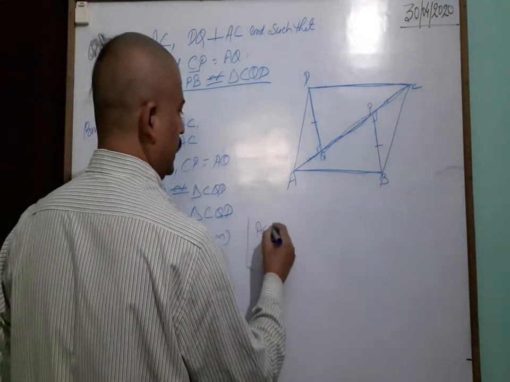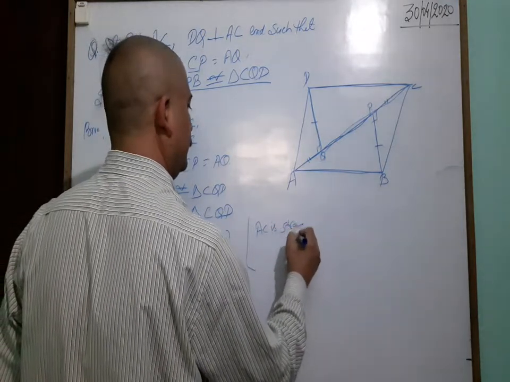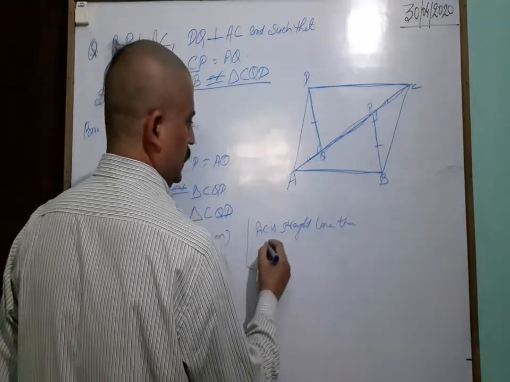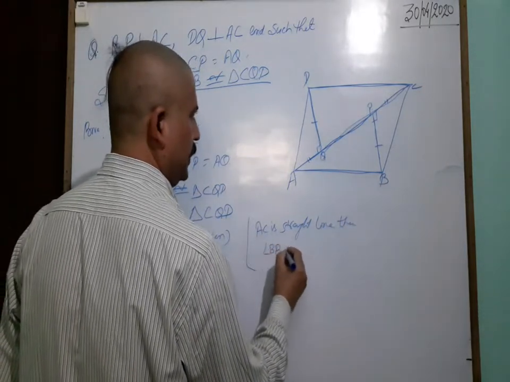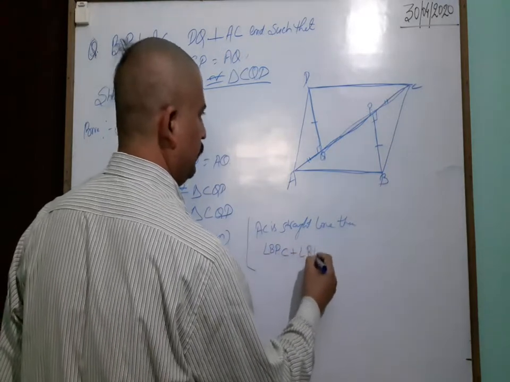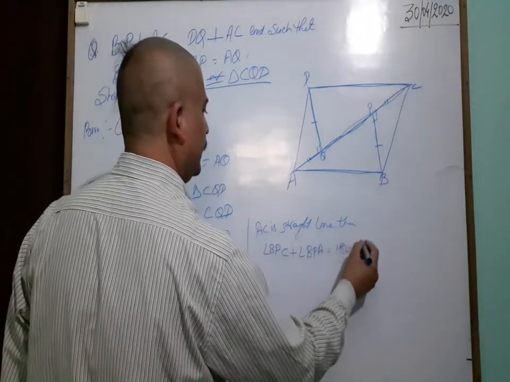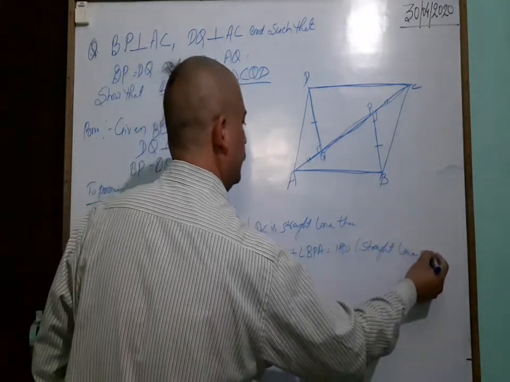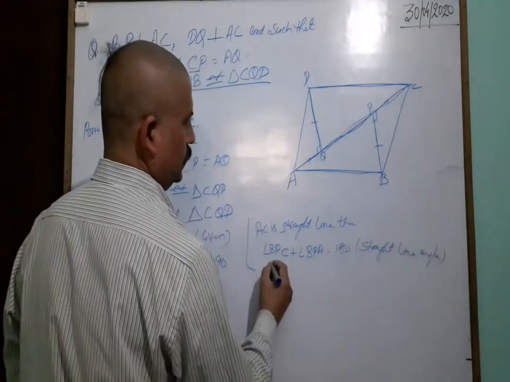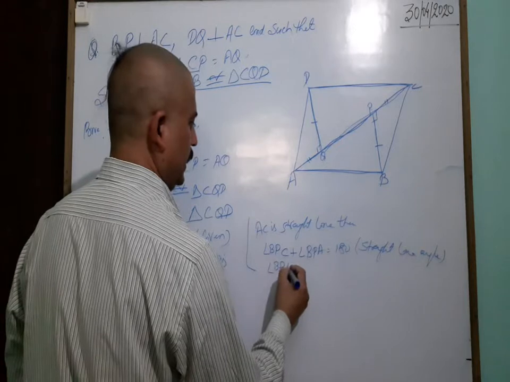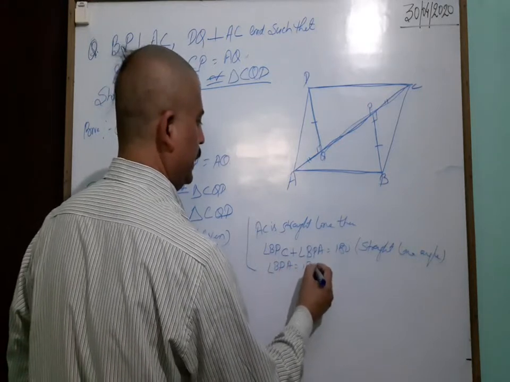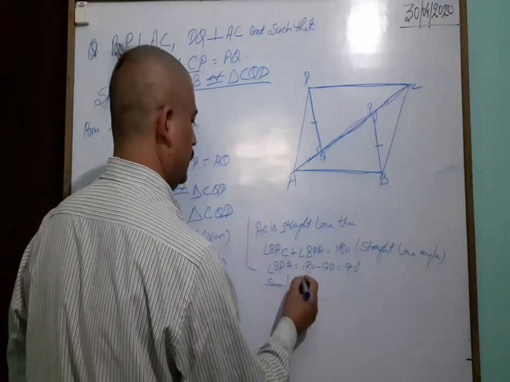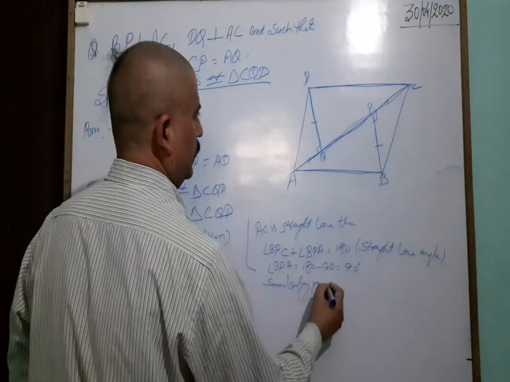AC is a straight line, then angle BPC plus angle BPA equals 180 degrees, straight line angle. So angle BPA equals 180 degrees minus 90 degrees, equal to 90 degrees. Similarly, DQC is equal to 90.